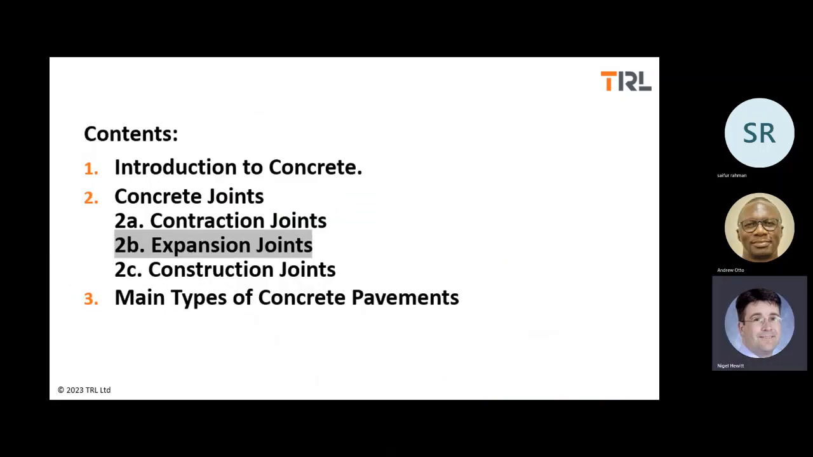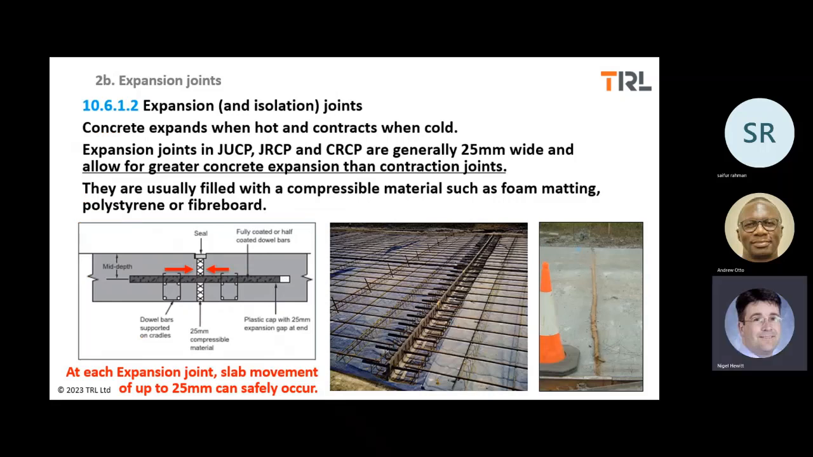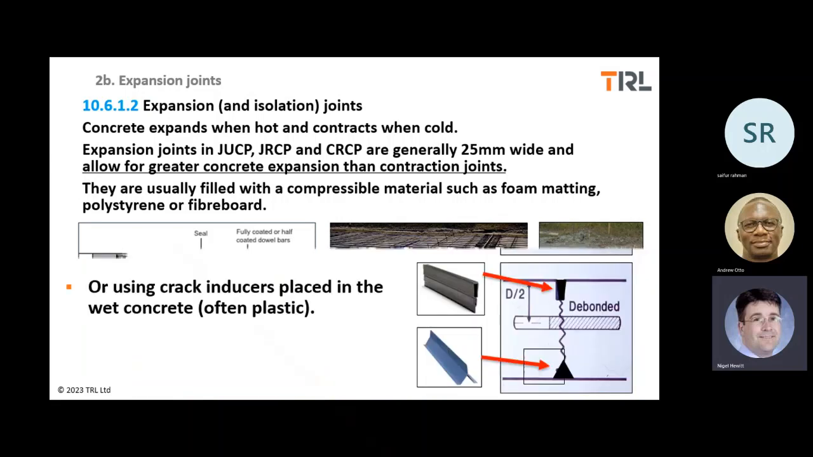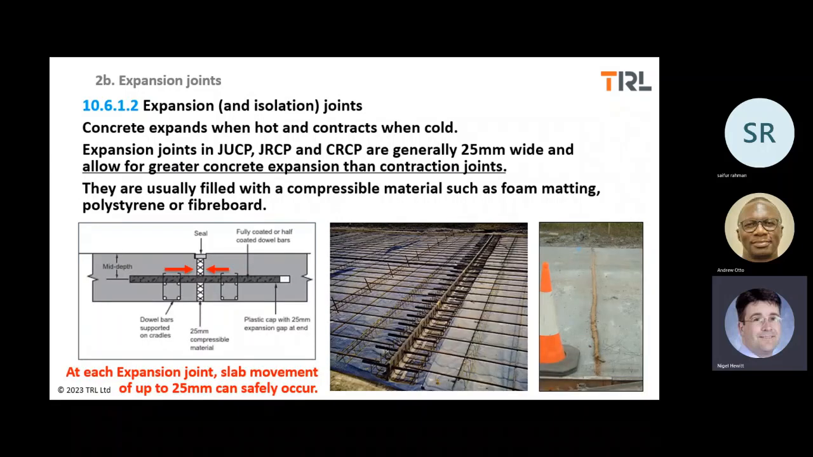Okay, so those were contraction joints. Now expansion joints. Concrete, as I've said, expands when hot and contracts when cold. So there's actually a lot of movement at every joint. That's why if you put an asphalt overlay on jointed concrete, you will get cracks in the asphalt above every joint, because the concrete is continually expanding and contracting on a daily basis at each joint.